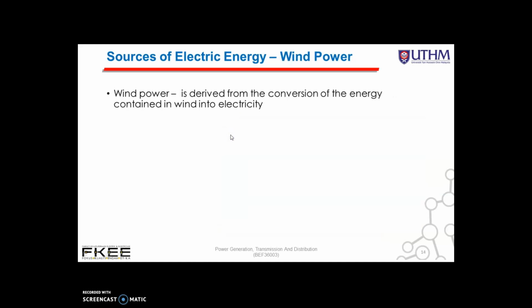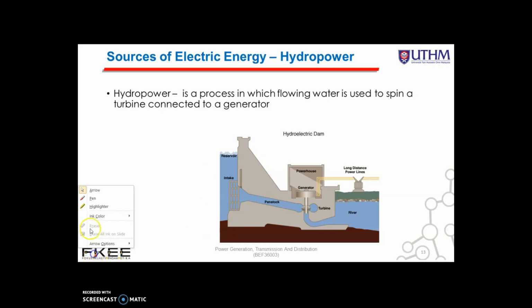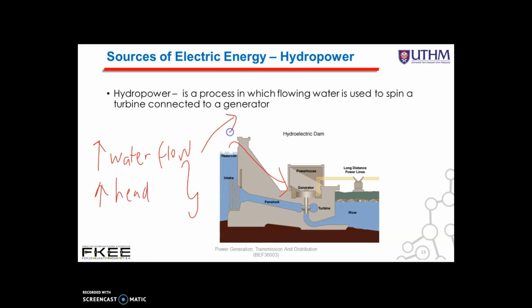will determine the amount of available energy in moving water. So in general, the greater the water flow and the higher the head, the more electricity a hydropower plant can produce.